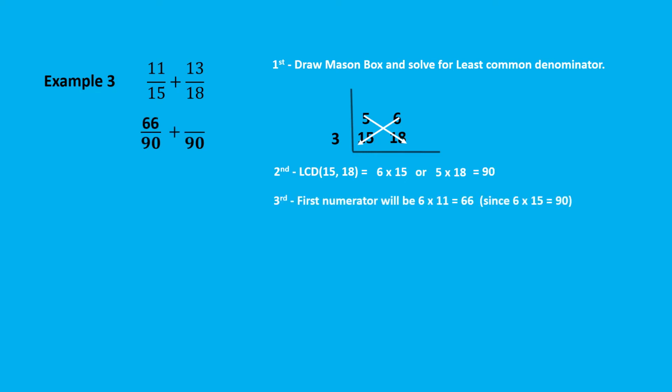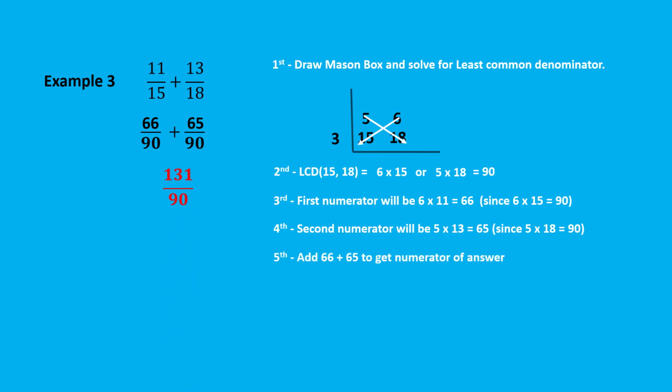First numerator will be 6 times 11, because 6 times 15 was 90 in the Mason box. Second numerator will be 5 times 13, which is 65, since 5 times 18 was 90 in the Mason box. Add 66, 65, get numerator answer, we get 131 over 90. This will simplify. So we take 90 into 131 as ones with 41 left. So this is 1 and 41/90.